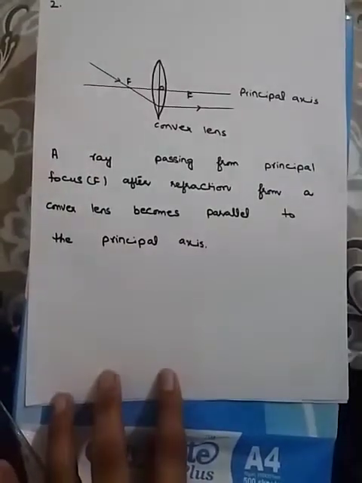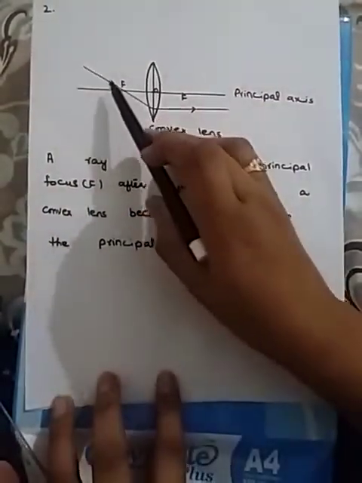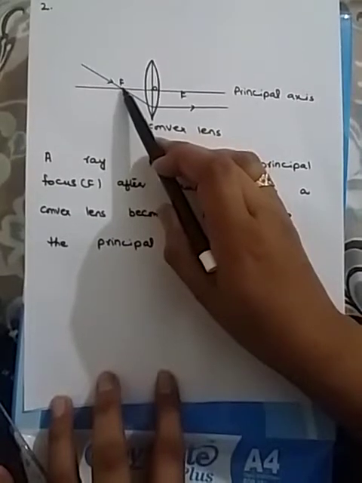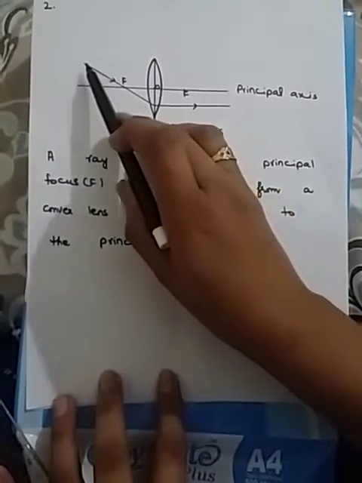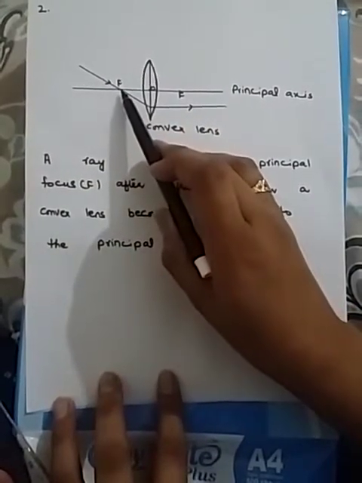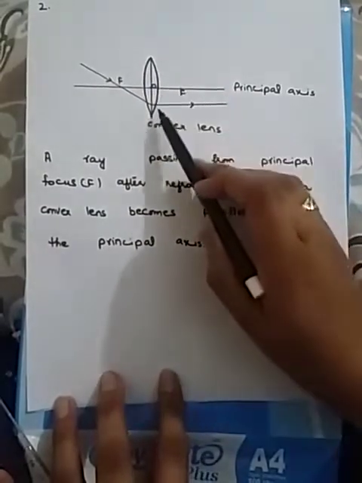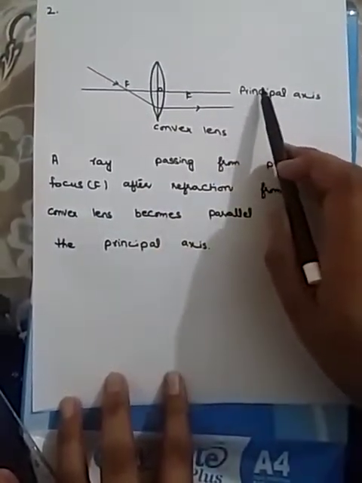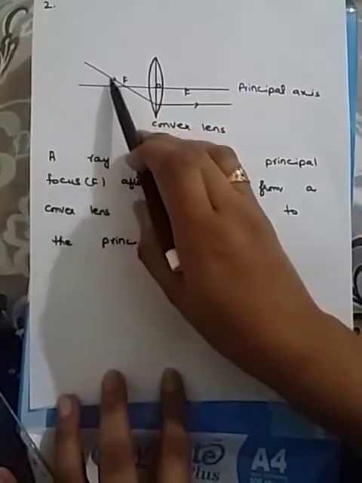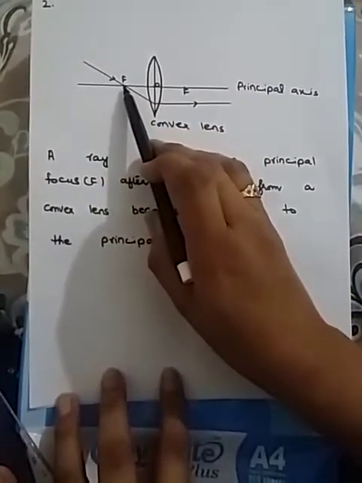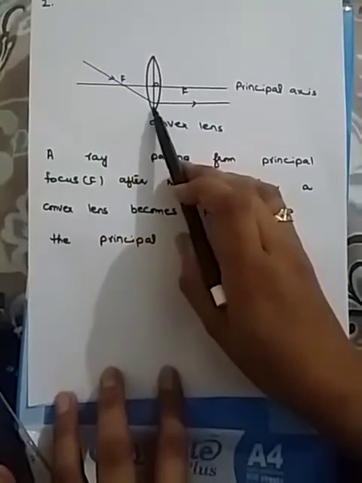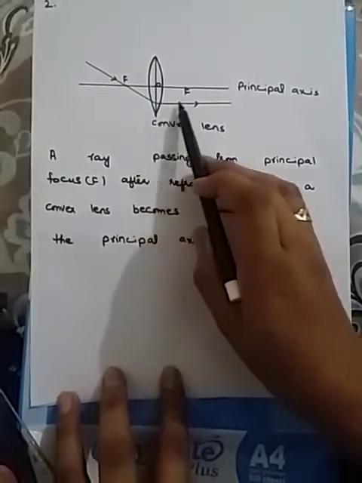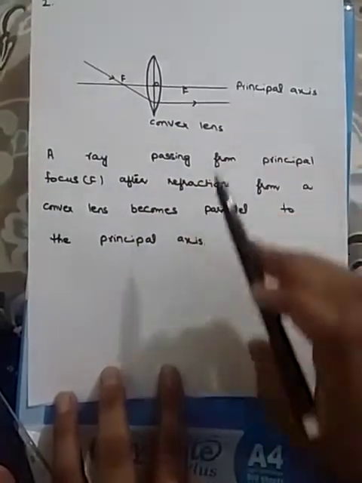Okay, number two is when the light ray is passing through the principal focus. What will happen after refraction from a convex lens? It will become parallel to the principal axis. A ray which is passing through the principal focus, after refraction from a convex lens, will become parallel to the principal axis.